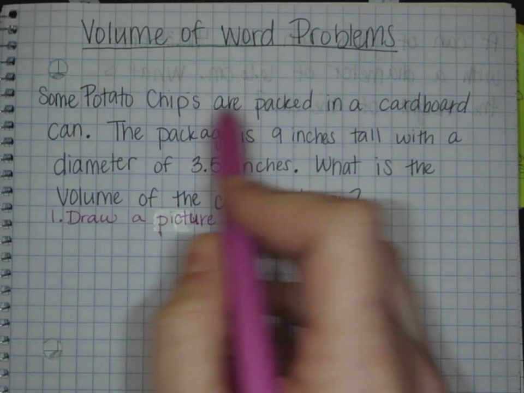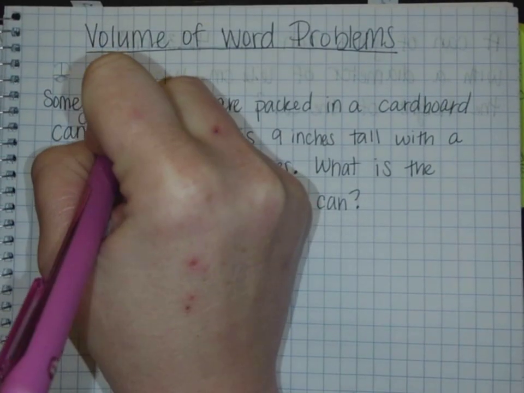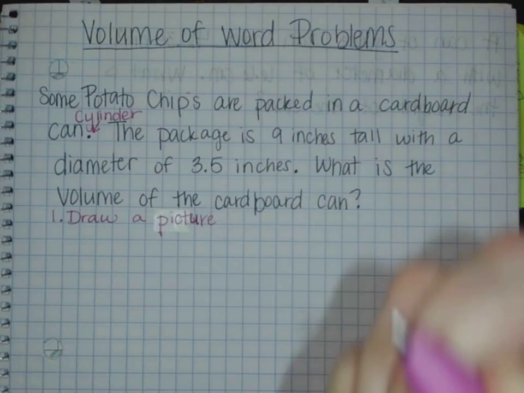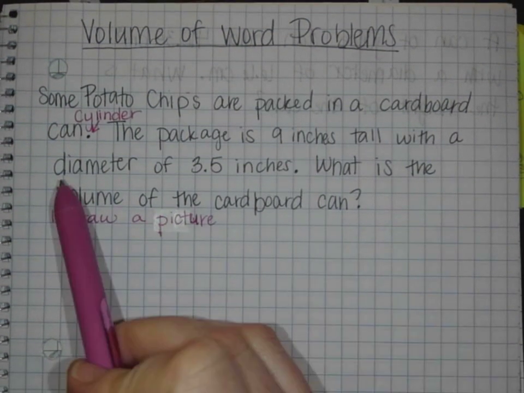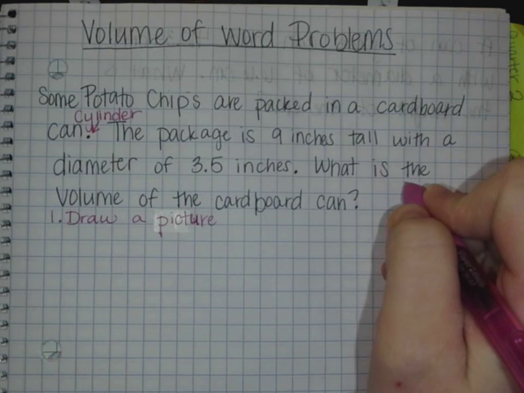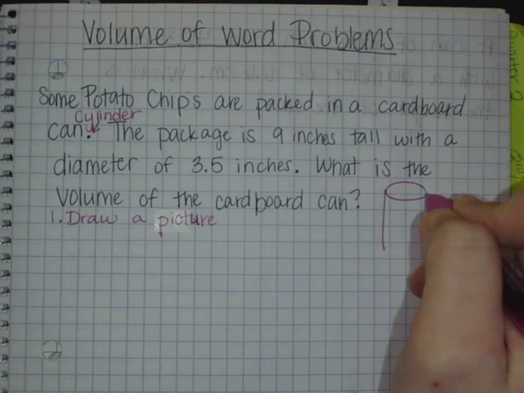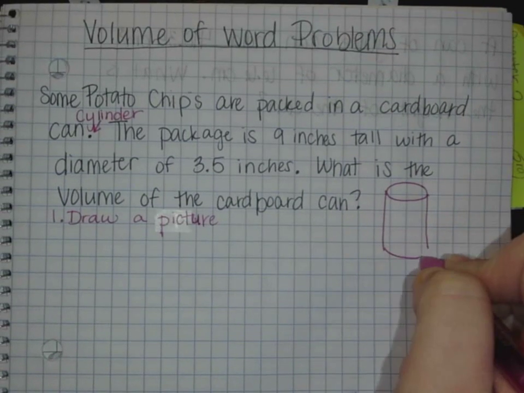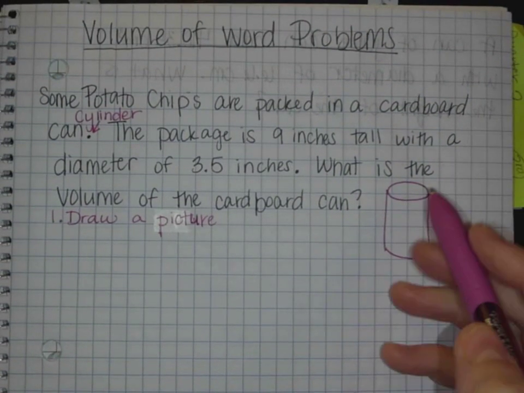A cardboard can, which would mean that it's a cylinder. So a can is always a cylinder. The package is 9 inches tall with a diameter of 3.5 inches. So if we're drawing a can, so we're going to draw a can, and this can is going to have the potato chips in there.